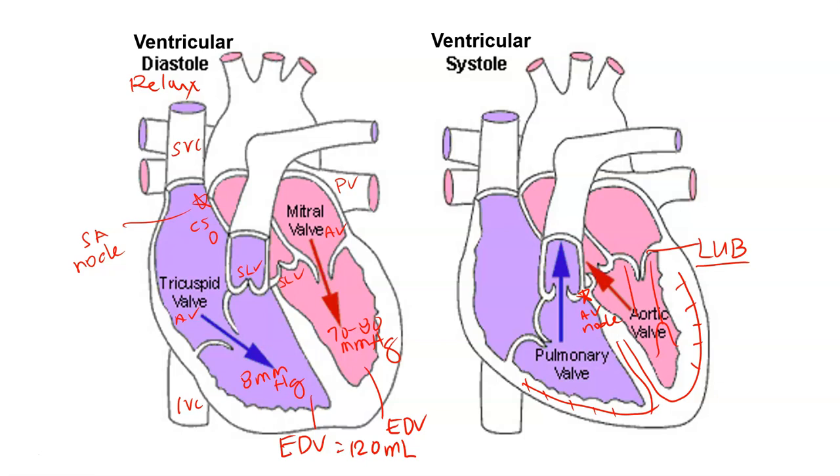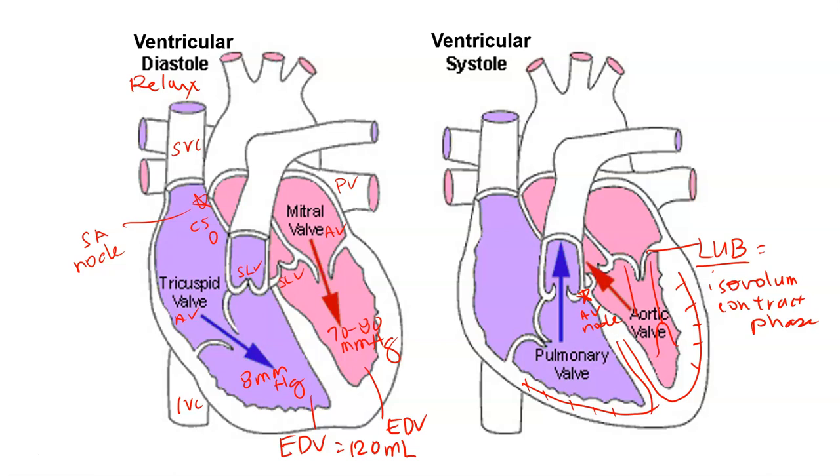We hear lub. Now, this is in slow motion. We have not yet opened those semilunar valves. So for right now, there's a very brief moment when all 4 valves are closed. And this is called an isovolumetric contraction phase.